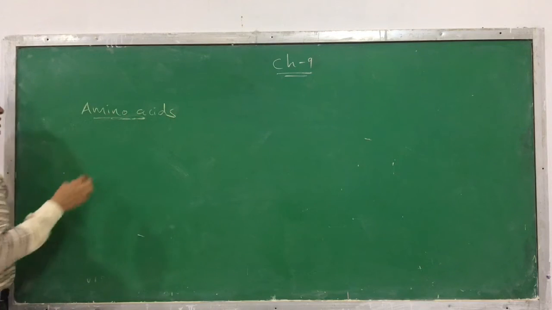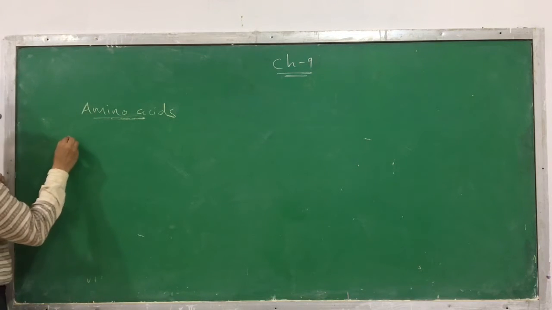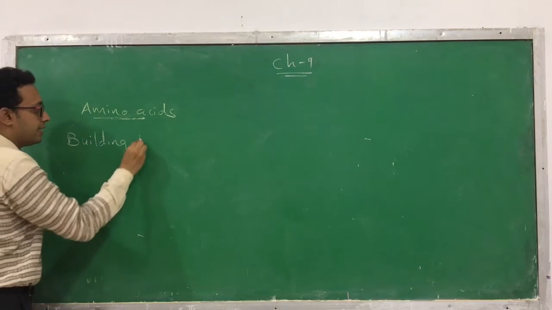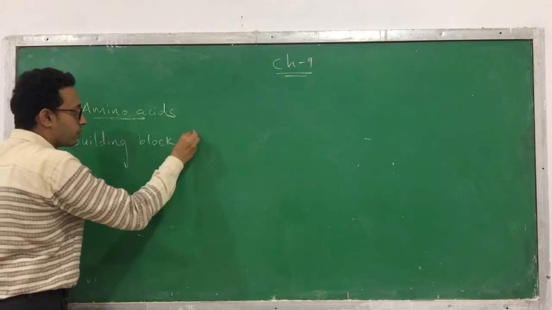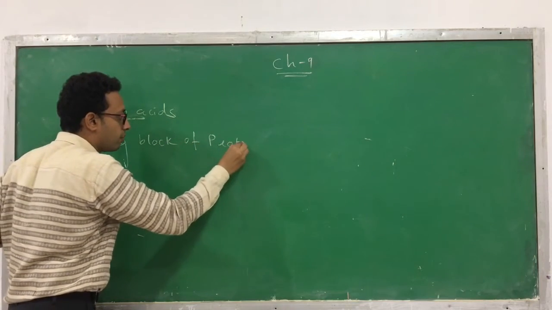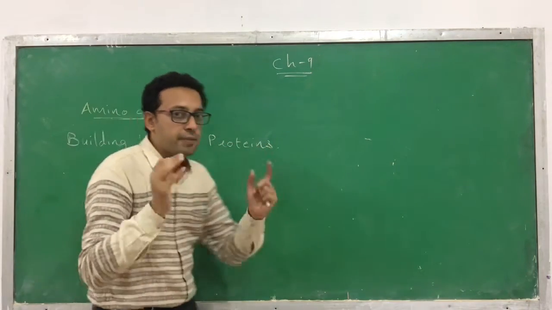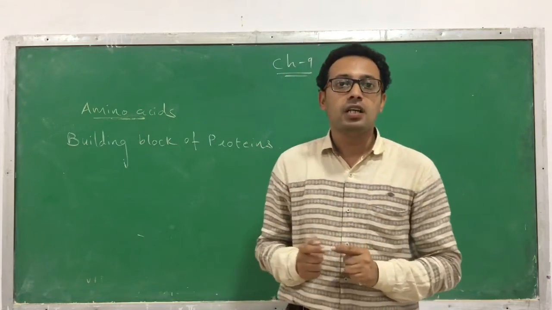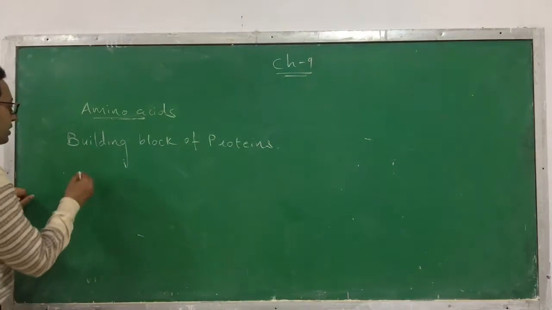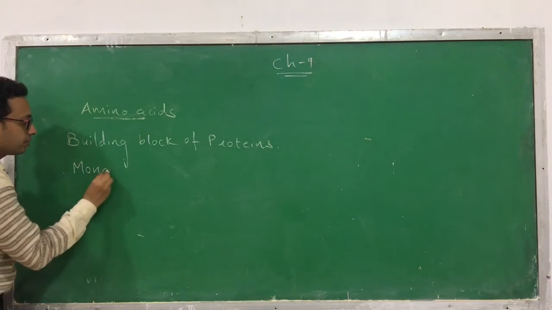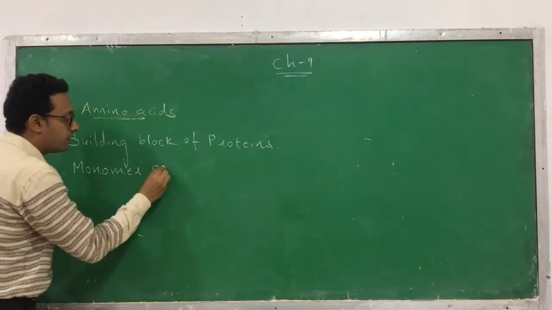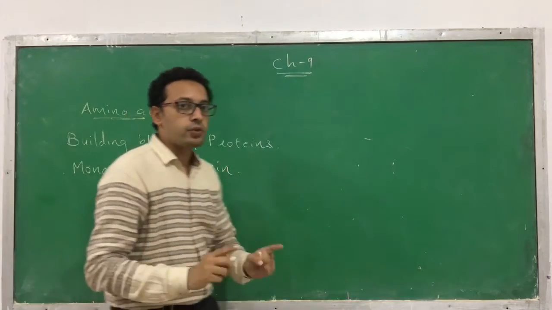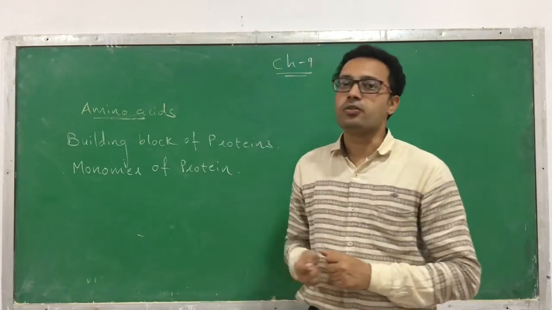So what are amino acids? Amino acids are the building blocks of proteins. In a protein, the monomer is amino acid. Amino acid is a monomer of protein, in other terms. So in a protein the monomer is this amino acid.